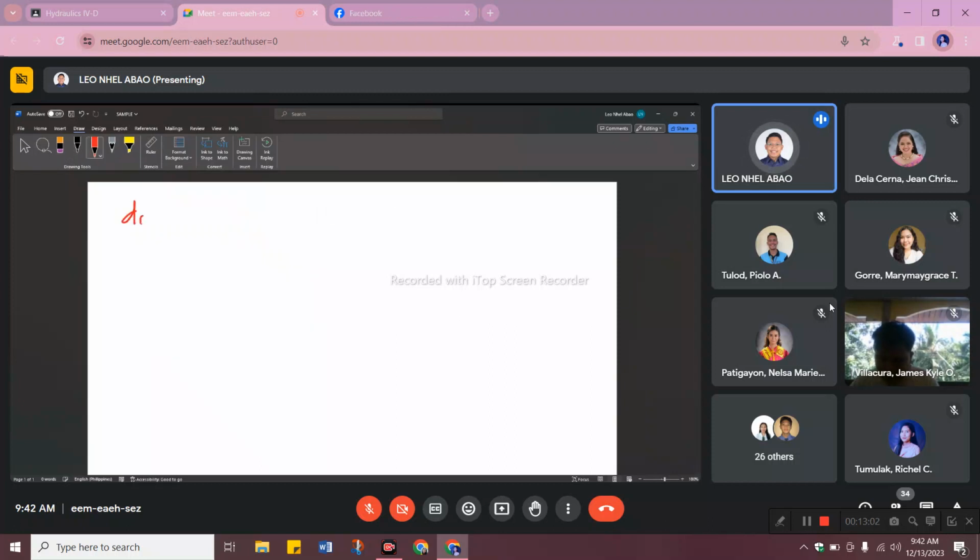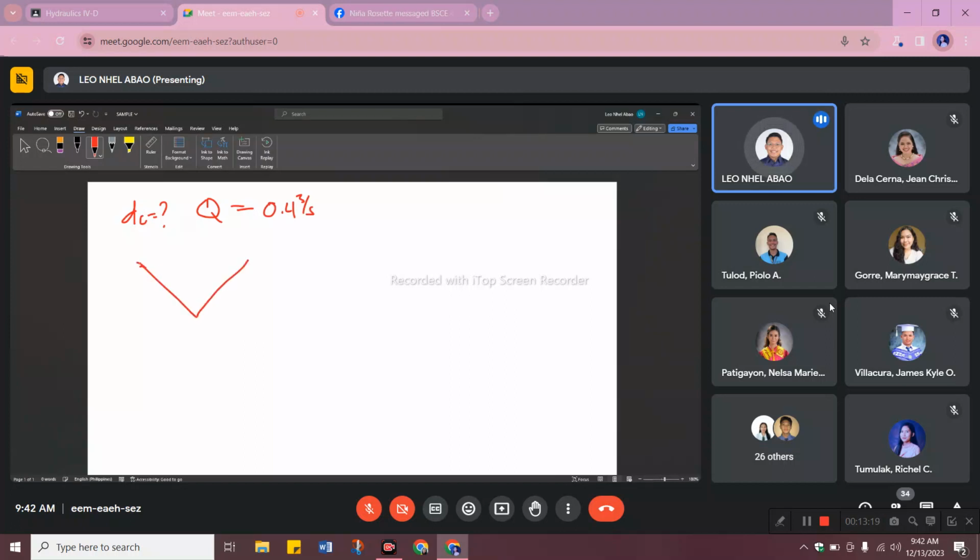Let's try to find the critical depth for a triangular section. We're given Q equals 0.4 cubic meters per second. And our triangle is like this. Okay, so this is our T. Then the included angle is 60 degrees.